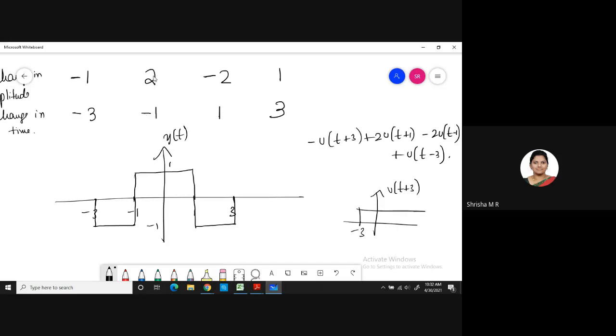At -1 there is a change in amplitude to +2. So go 2 instants up if it's positive: +1, +2. Till t is equal to 1, it is the same. At t is equal to 1 there is a change in amplitude again. Again there is 2 instants negative: -1, -2. So at 1, it goes down again and continues up to 3. At t is equal to 3, again there is a change of amplitude. We are going 1 instant up.